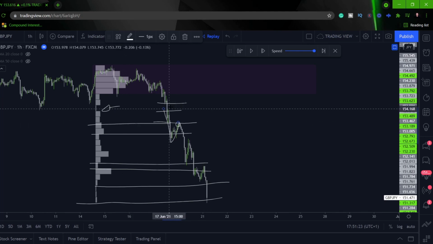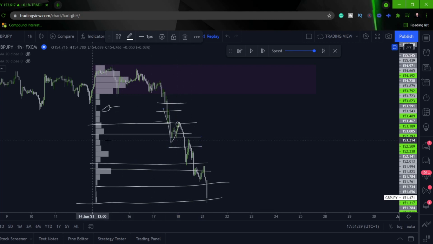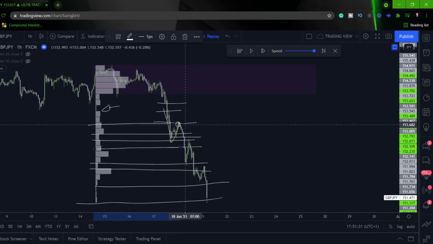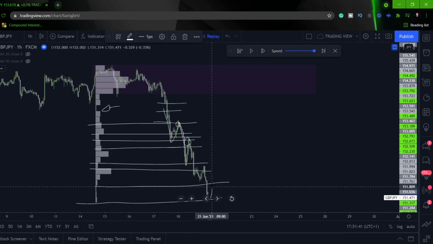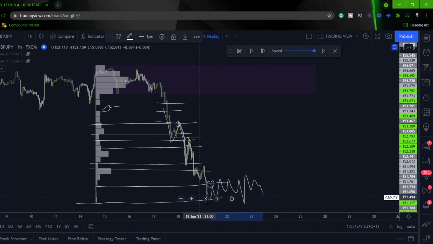Okay, this imbalance hasn't been filled. Right here, look, this would have been a lot less, but we left some imbalance. We ran back through the imbalance and filled the inefficiency. And the same here, we're going to expect price to want to come back through to fill the inefficiency. And let's say that we get some accumulation down in this area.